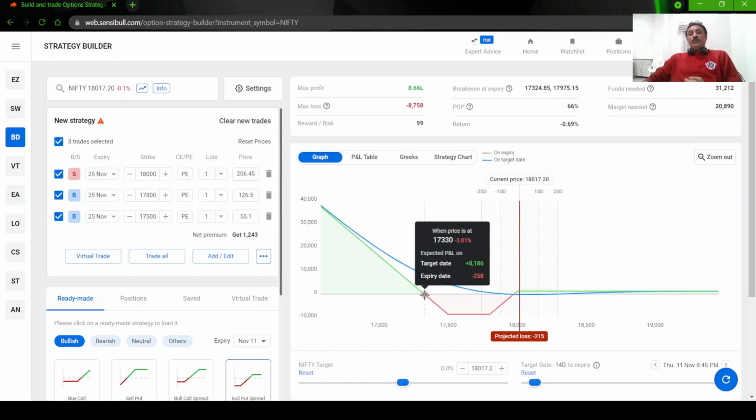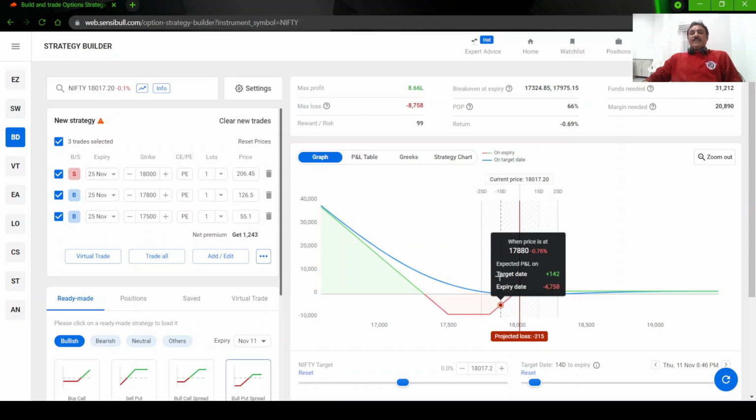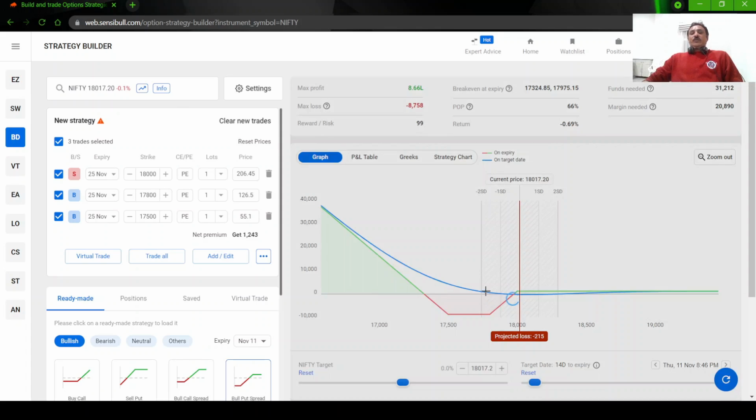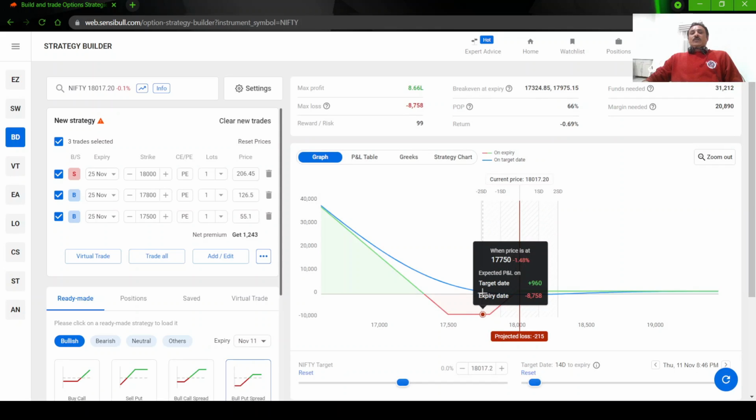If the market moves down very swiftly, you can see here the target date is T plus 0, the day which we are selecting. Here I have selected Thursday, right? Thursday is tomorrow, 11th of November. So if the market goes down to 17,750 tomorrow, by expiry we will lose 8,700, but that is only on expiry. But tomorrow if it goes there, we will be gaining about 1,000 rupees.